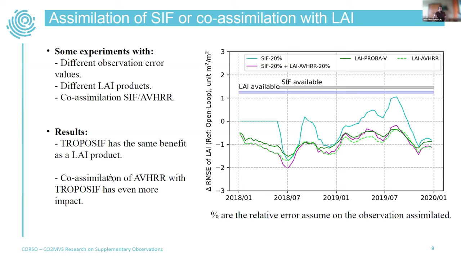When we compare to assimilation of only LAI, we can see that TROPOSIF gives more or less the same benefit, especially if we reduce the value of the error on SIF. But it is best to co-assimilate both LAI and TROPOSIF.